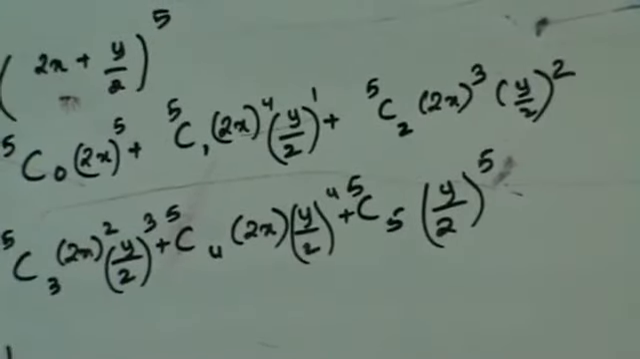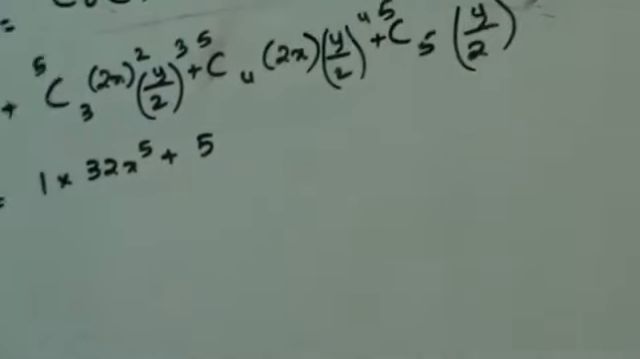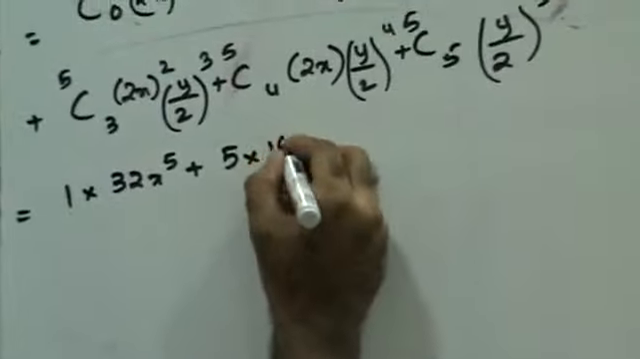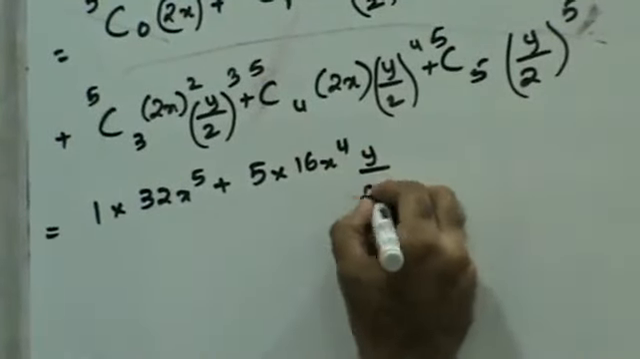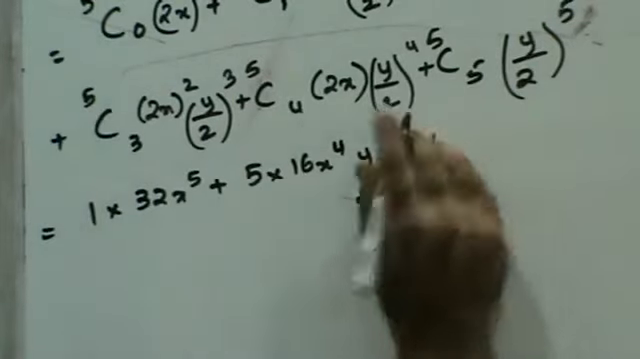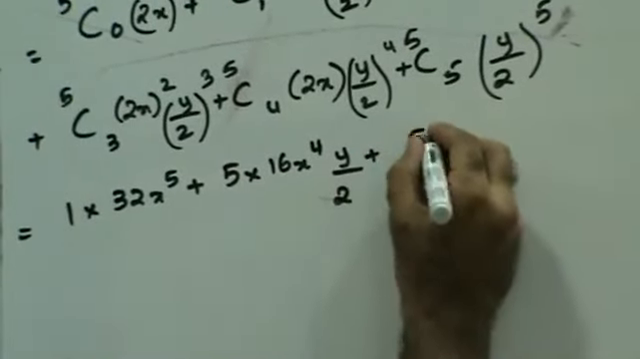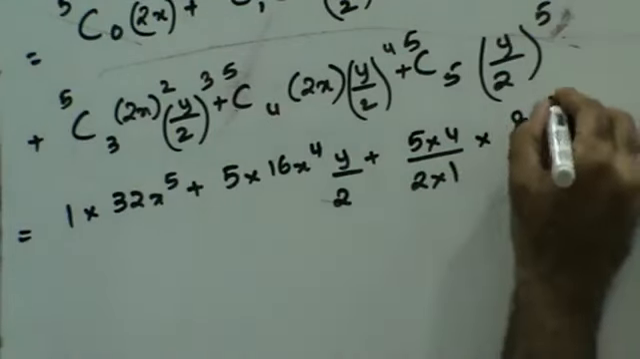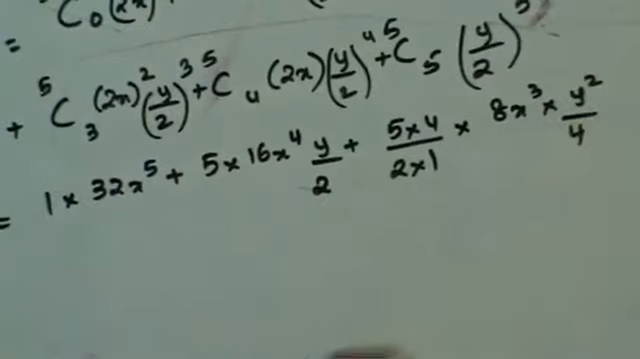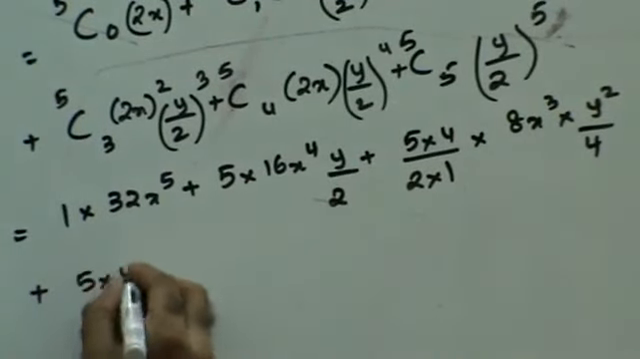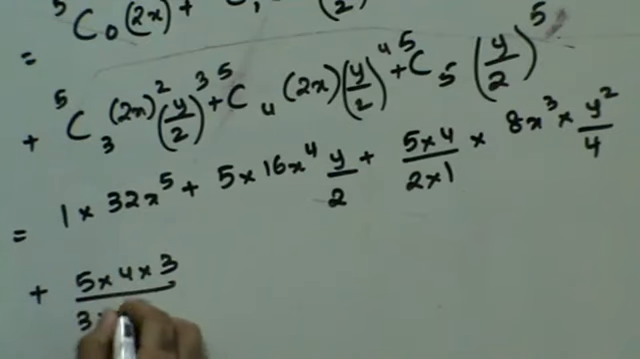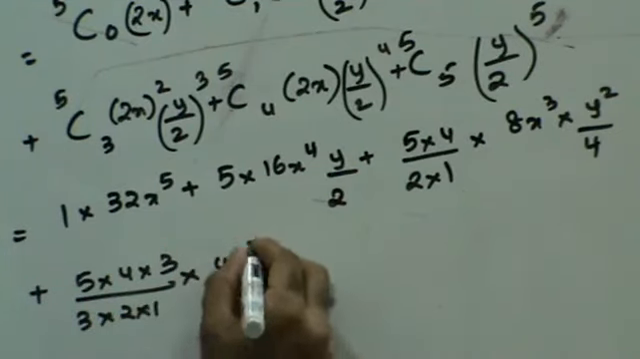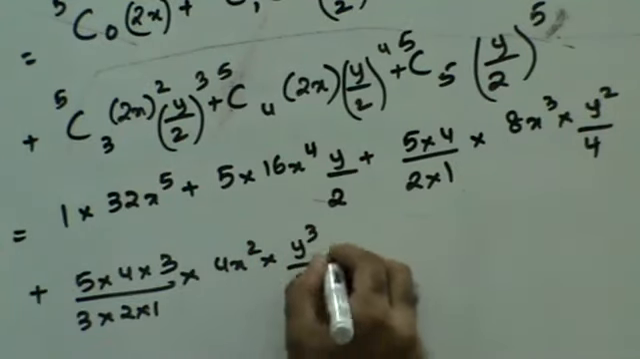C5 of 0 is 1. 2 raised to 5 is 32. This is 32x raised to 5. C5 of 1 is 5. Right? 2 raised to 4, 16 x raised to 4, y by 2. C5 of 2 is going to be 5 into 4 upon 2 into 1. We've learned this in permutation and combination, so we shouldn't have a problem here. Into 8x cube into y square by 4 plus C5 of 3, 5 into 4 into 3 upon 3 into 2 into 1 into 4x square into y cube by 8.